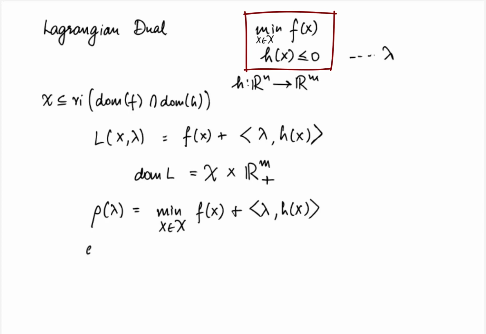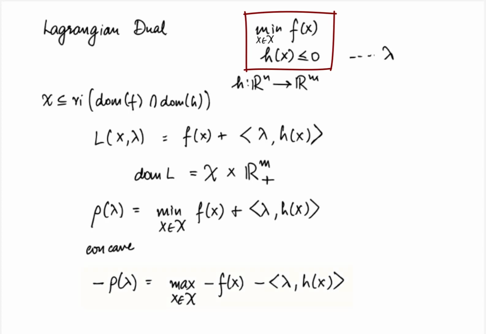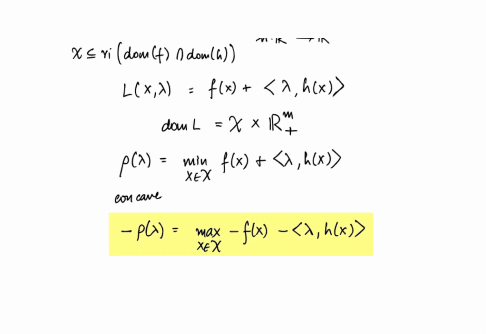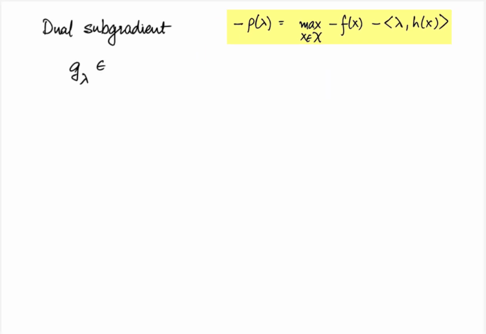Recall that the dual function is concave function of lambda. Now we wish to find the subgradient of minus rho of lambda, which is a convex function and can be written as minus rho of lambda equal to max over x in calligraphic X minus f of x minus inner product of lambda comma h of x. So let us carry it over. Let g lambda be the subgradient of minus rho of lambda.